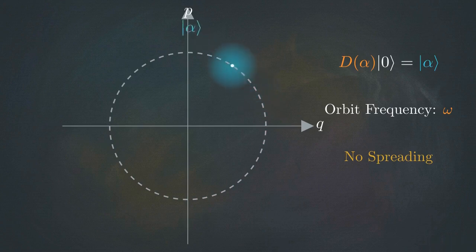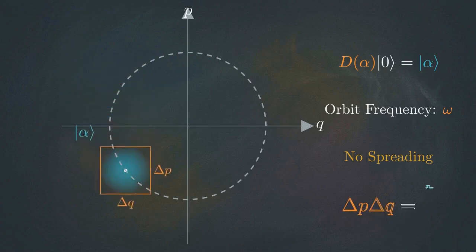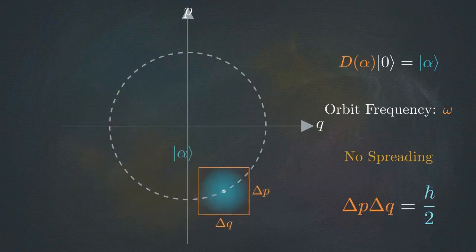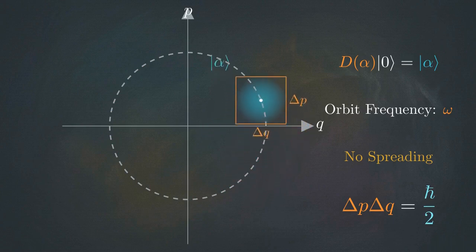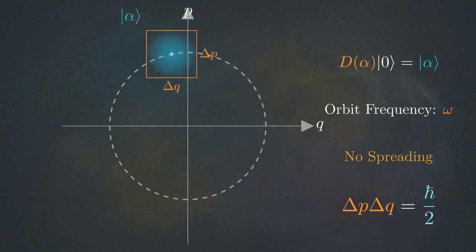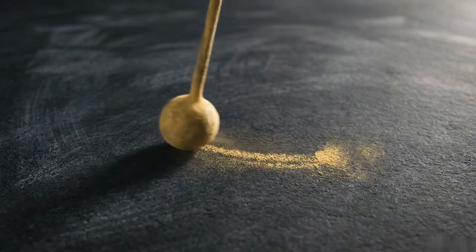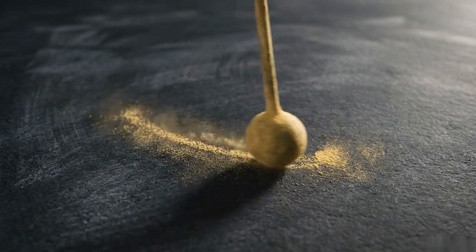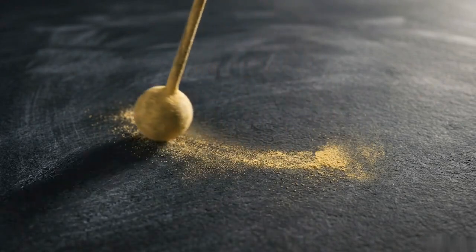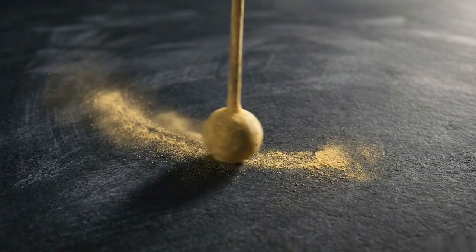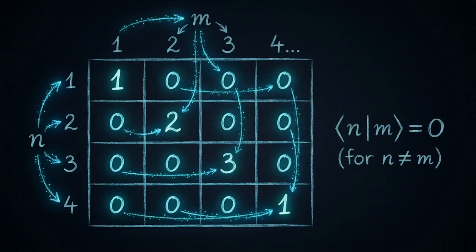It does not spread out or dissipate over time. It maintains the minimum possible uncertainty product permitted by quantum mechanics. Delta p times delta q equals exactly 1/2 ħ. Because this displaced probability density oscillates smoothly and retains its rigid formation, it behaves exactly like a classical harmonic oscillator. The traditional n-photon states possess a highly convenient mathematical property. They are perfectly orthogonal. A state of 2 photons and a state of 3 photons are mutually exclusive.